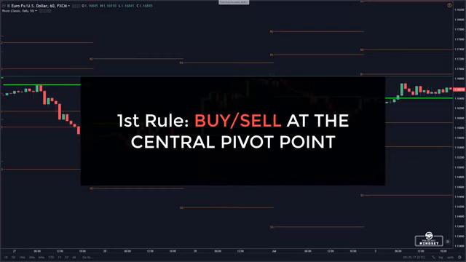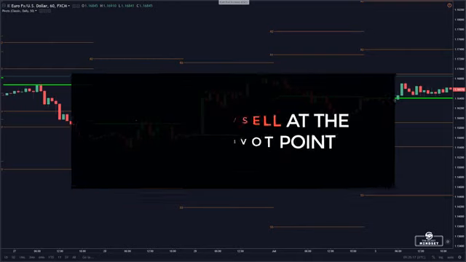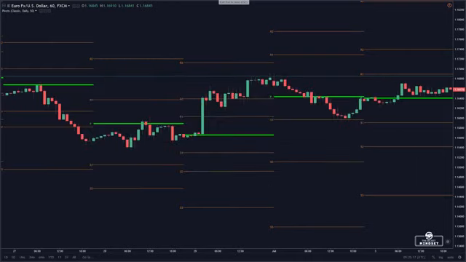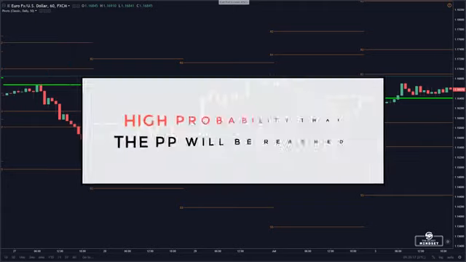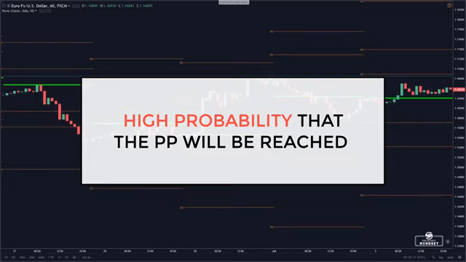We aim to buy at the central pivot point in an uptrend and sell at the central pivot point in a downtrend. The central pivot point is the most important part of the whole setup. The location of the main pivot point on the chart represents important information to be aware of because there is a high probability that it will be reached.